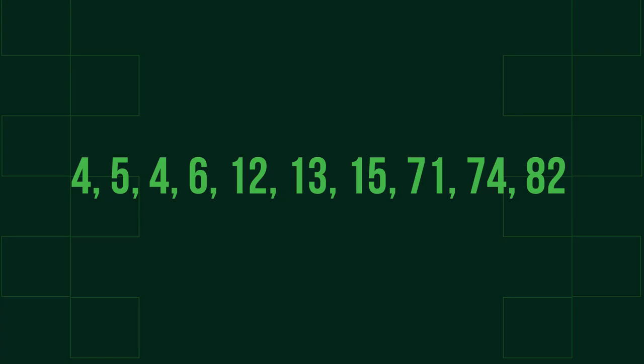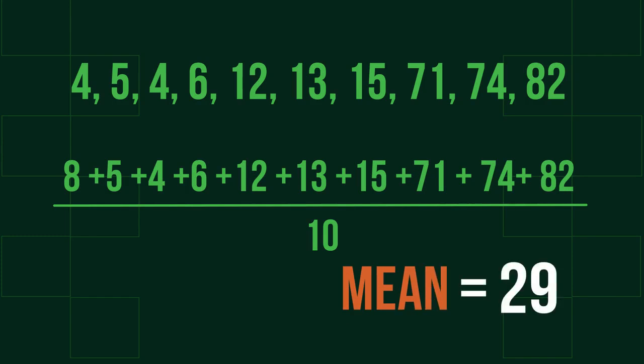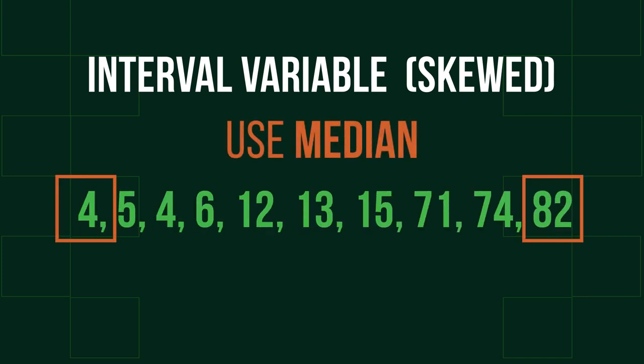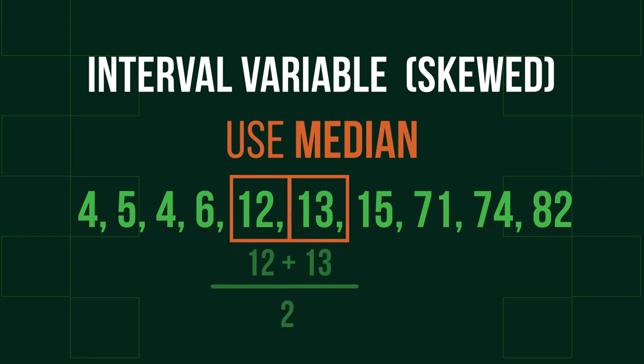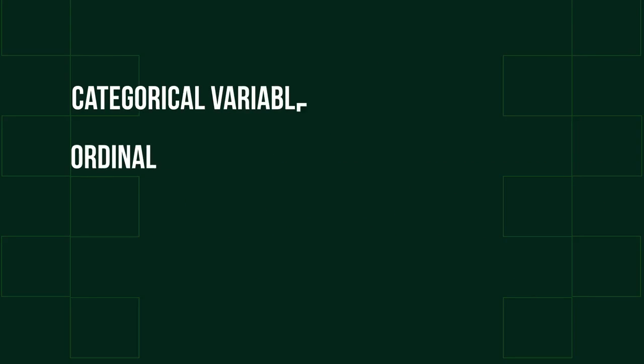Imagine that in the previous example, the ages of adults were 71, 74, and 82, not 21, 24, and 22, so much older. If we count the new average now, we get 29, not 13, as the first time. This situation is almost the same as the previous, but our mean has changed so much. That's why, if our set is skewed, it's better to use the median instead of the mean, which in our case is 12.5.